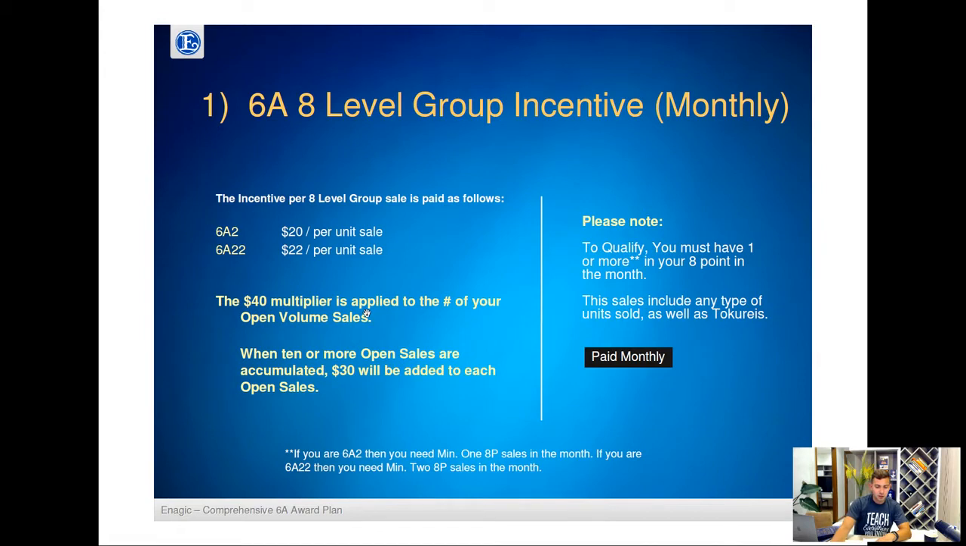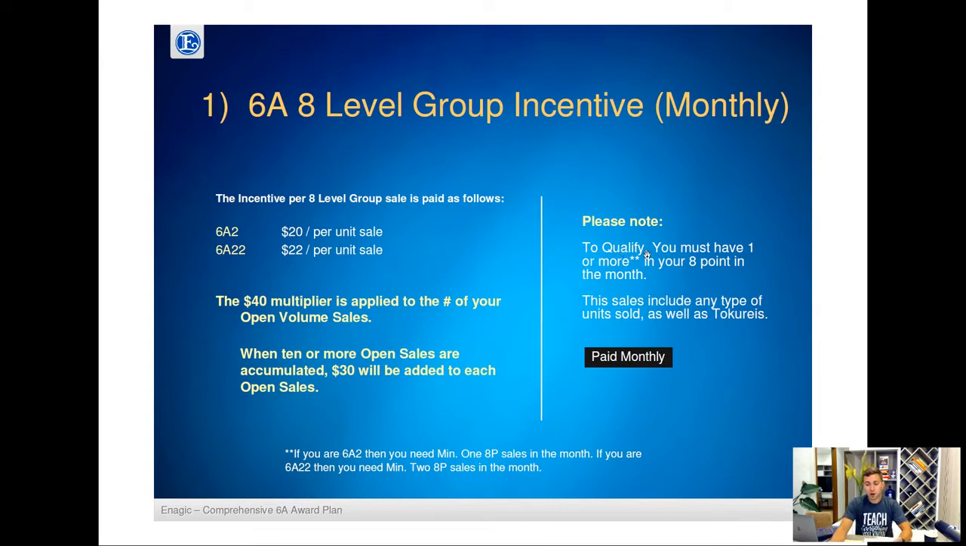Now there are a couple of notes here, a couple of qualifications. Keep this in mind: if you're at 6A, 6A2, your business is building, you probably have a lot of momentum. You have a massive organization and it's only growing every single day. So if you're building the business actively, you should have no worries, no issues whatsoever qualifying for these basic key points here.